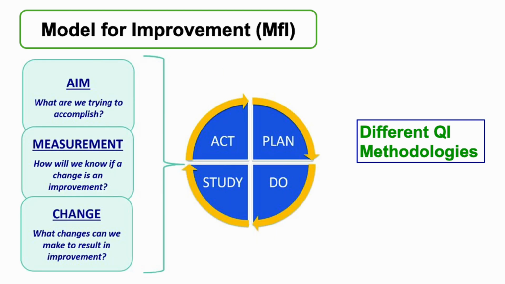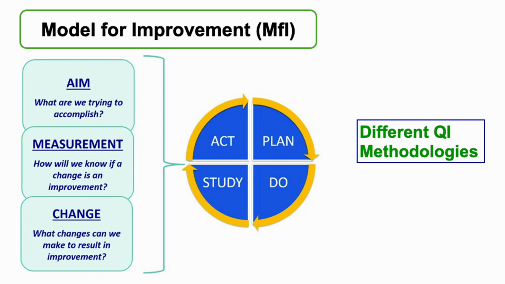Another QI methodology that I need to talk to you about today is the model for improvement and implementation. The model for improvement is a framework designed to guide and accelerate efforts to improve processes, products, or systems. And of course, it's particularly useful in situations where there is a desire to test changes before fully implementing them. As you can see in our slide, the model is divided into three specific components. That is aim, measurement, and change.